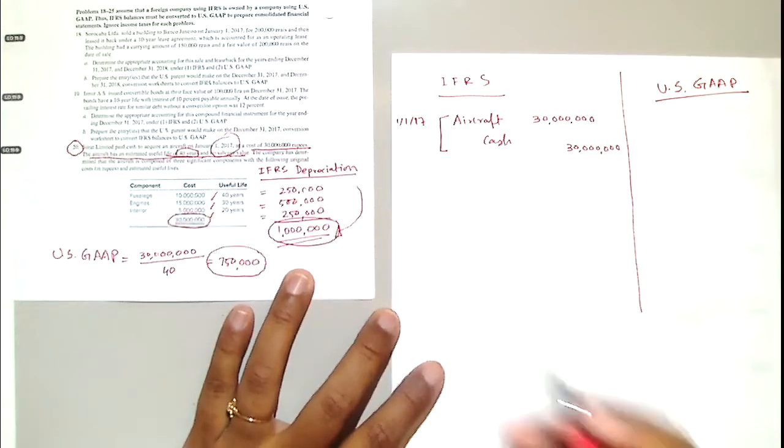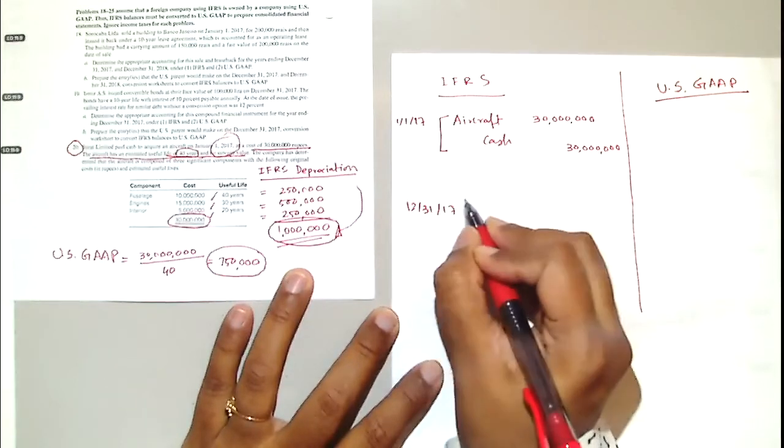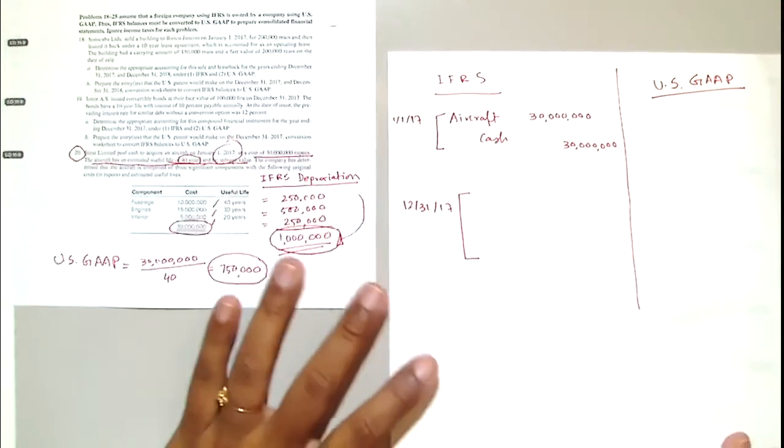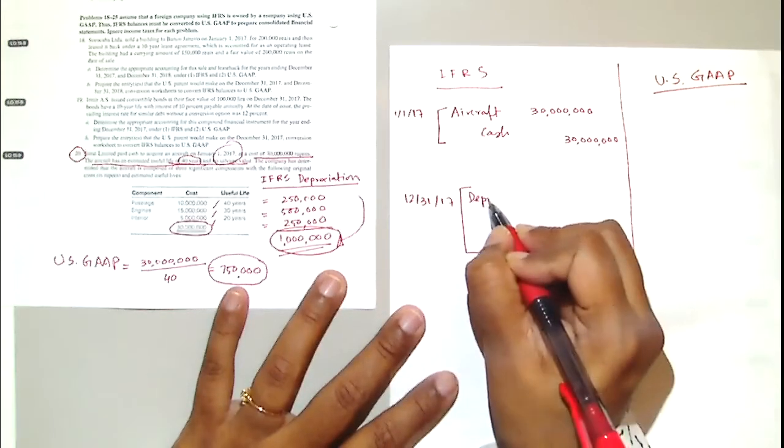Now at the end of the year, December 31st, they're going to record the depreciation. You know how to do the depreciation journal entry. We debit depreciation expense.